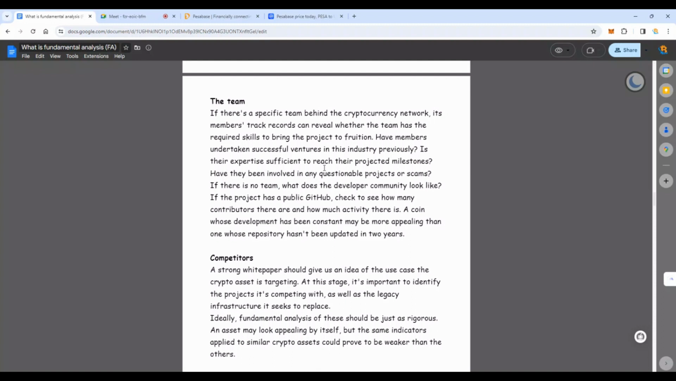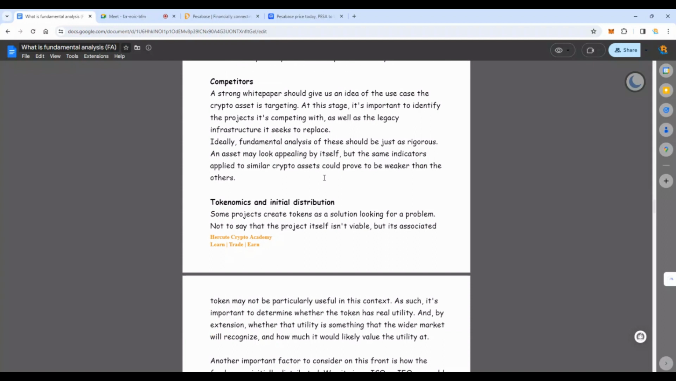Okay. Now, the competitors is another thing, which is very, very crucial, because you don't want to start a project that another person is already working on. So you want a project that is unique in its own way. A strong white paper should give us an idea of the use case the crypto asset is targeting. At this stage, it is important to identify the project it's competing with, as well as the legacy infrastructure it seeks to replace. Probably, this is a cryptocurrency project that has found some flaws or problems with a certain project.